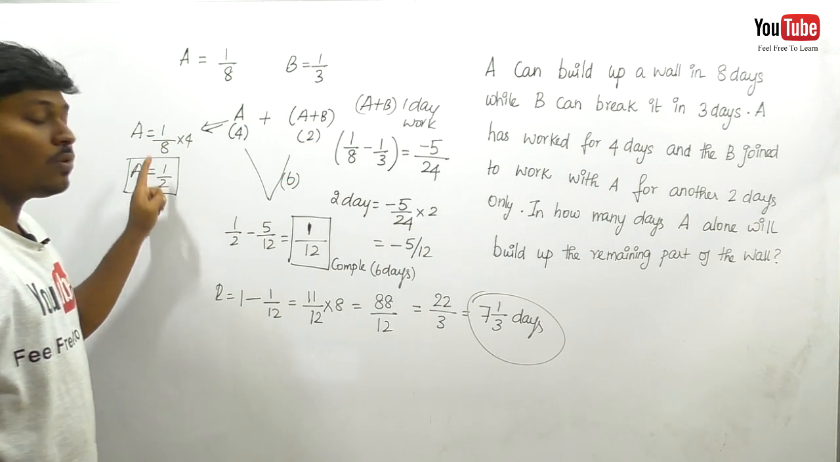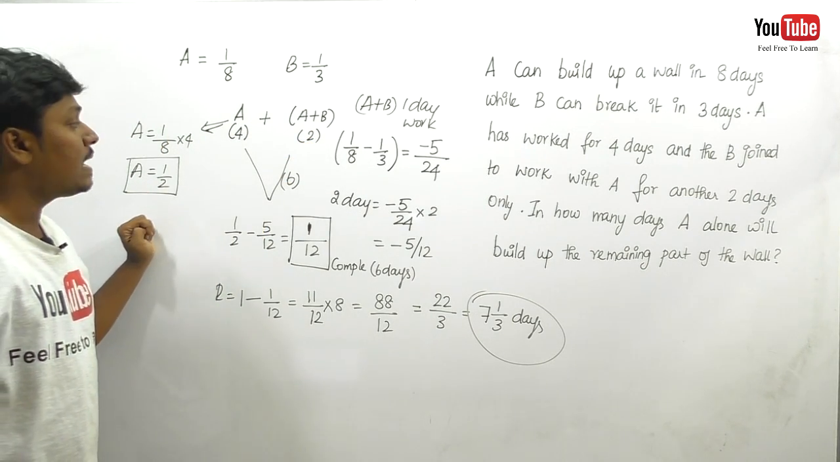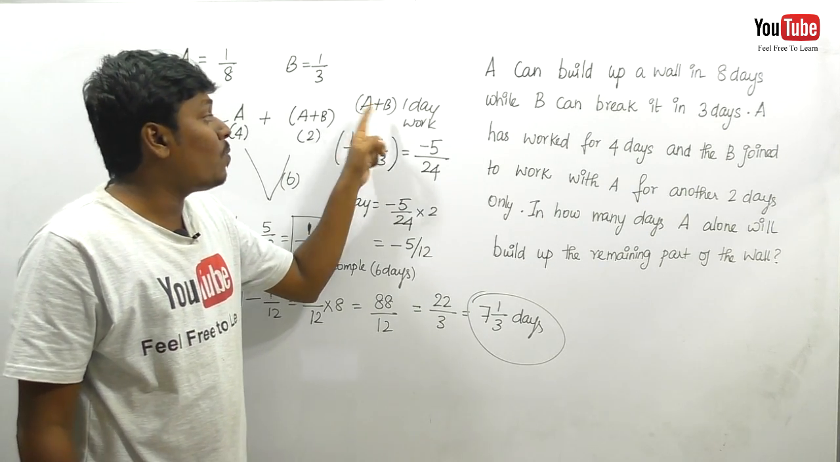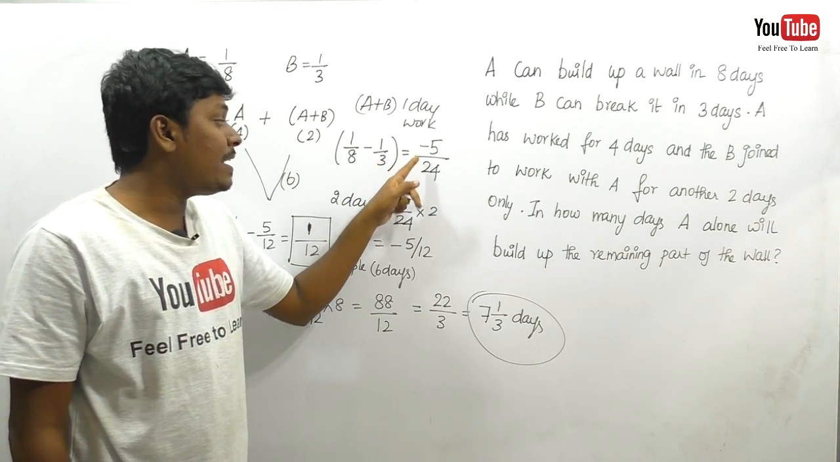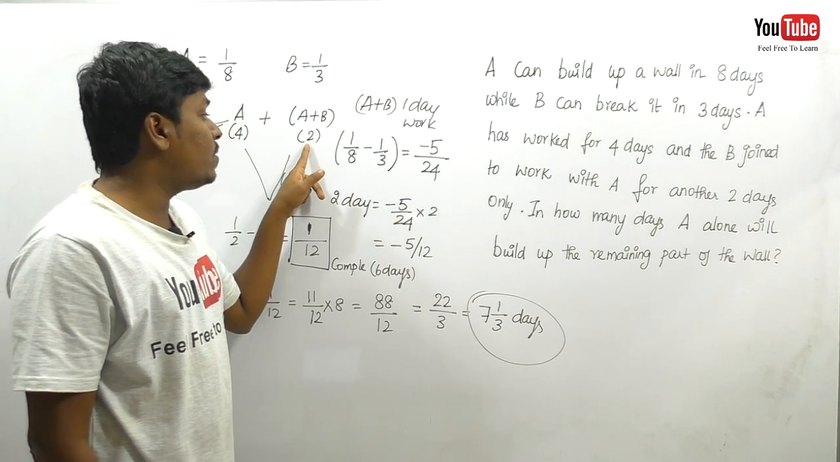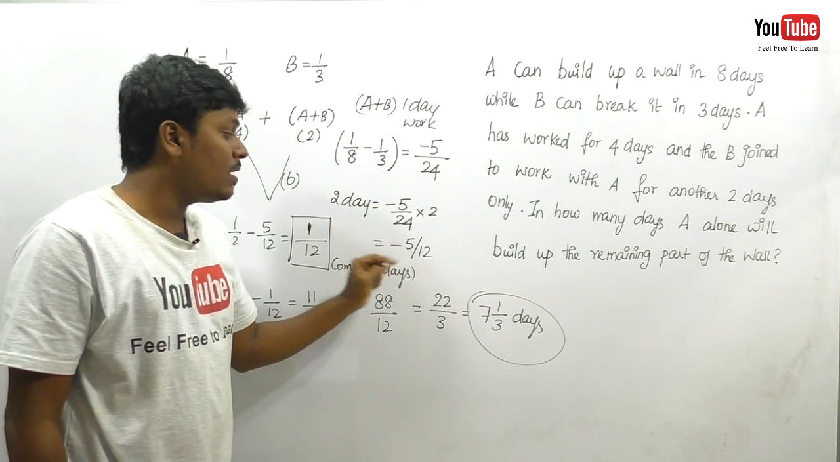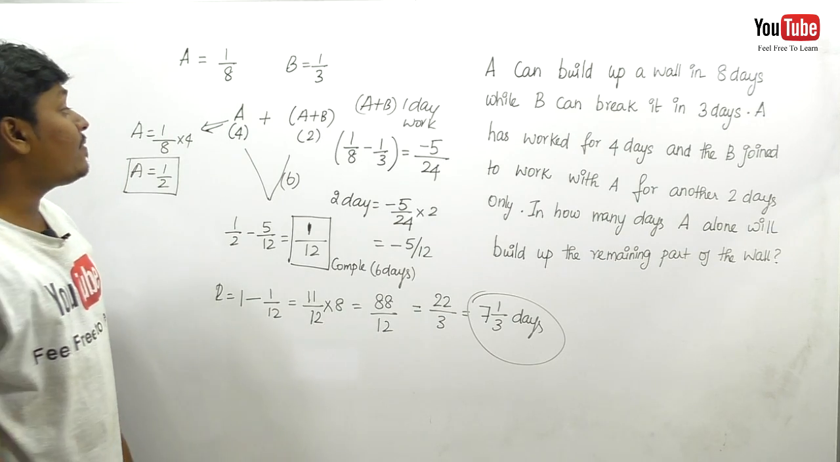Initially I have calculated 4 day work done by A, that is 1 by 2. First of all I calculate 1 day work done by A and B, that is minus 5 by 24. We need to calculate 2 day work, so minus 5 by 24 into 2, that is minus 5 by 12. So let me find what is the 6 day work.